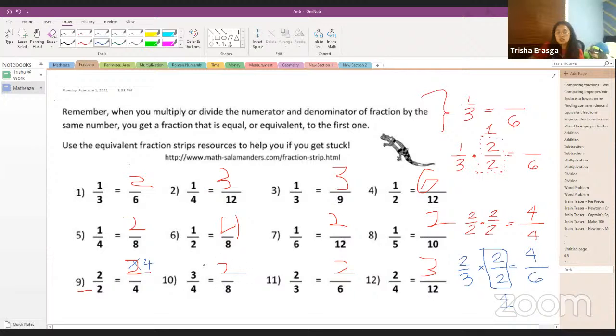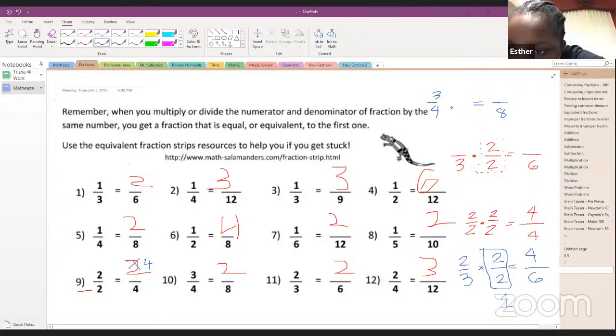So how about number 10? Do you think this is right? No. What should it be? 8. Try again. So let's do this again. I'm just going to erase some stuff here. So looking at number 10, we have 3/4. And we want to make it into something where your denominator is 8. So what should you multiply to 4 to get 8?